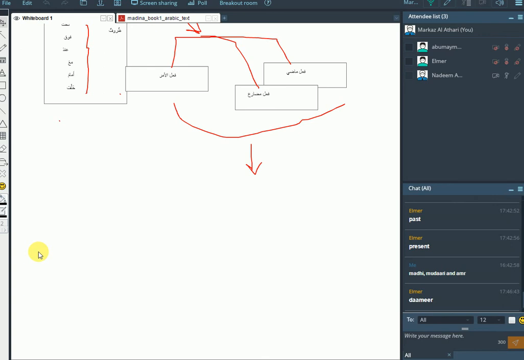So far, we have studied that words can have a dhamma at their end, and we have studied that words can have a kasra at their end. And we know why. We know that in a noun, if there's no alif or lam, it's going to take two dhammas. If there's alif or lam, it's going to take one dhamma.